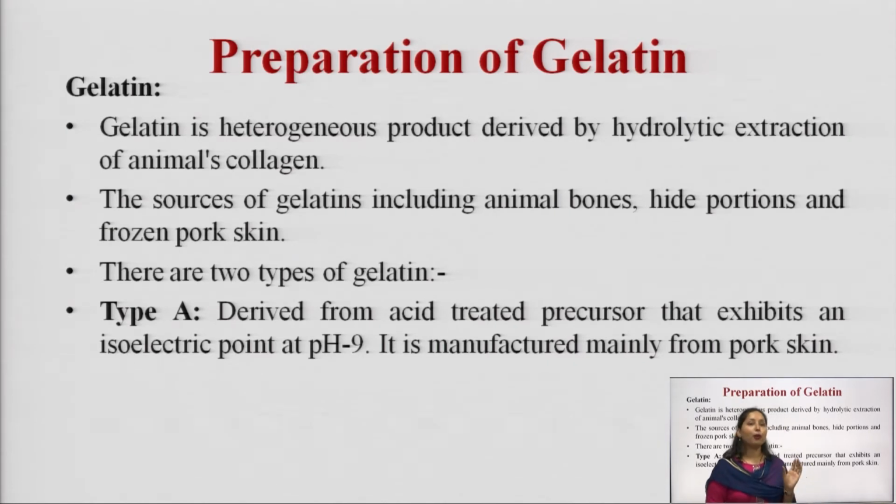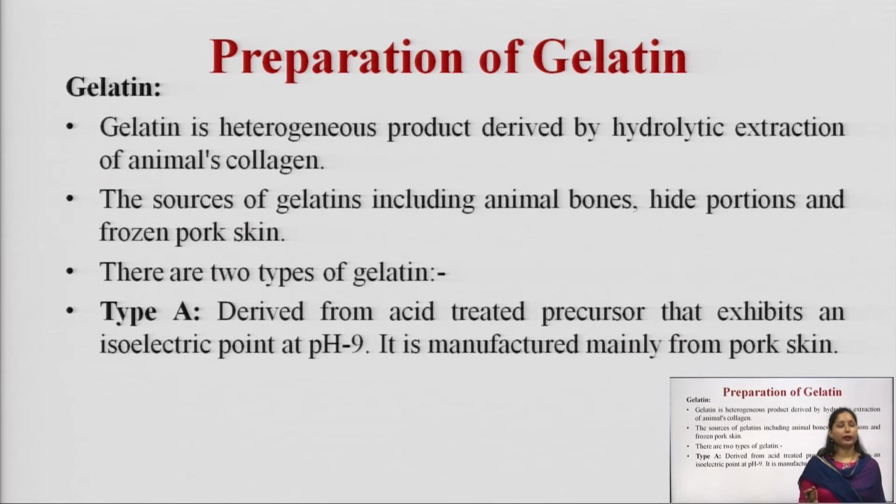So, the basic component required in the manufacturing of the capsule is gelatin. So, what is gelatin? From where do we get gelatin? Gelatin is a heterogeneous product derived from the hydrolytic extraction of animal collagen. So, basically the source of gelatin is of animal origin, including animal bones, hide portions, frozen pork skin, etc.